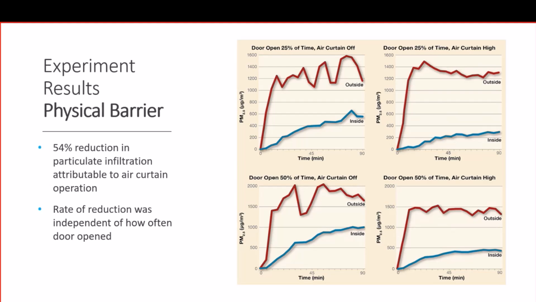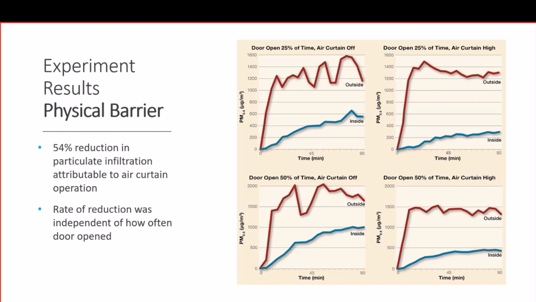Now, bear in mind that this study was only to determine how effective an air curtain is when it is installed over the door. If you have an air curtain with a MERV filter or HEPA filter inside the building, it'll process even that 50% of the smoke that infiltrated into your building. It'll trap that and reduce the concentration of smoke inside your building.